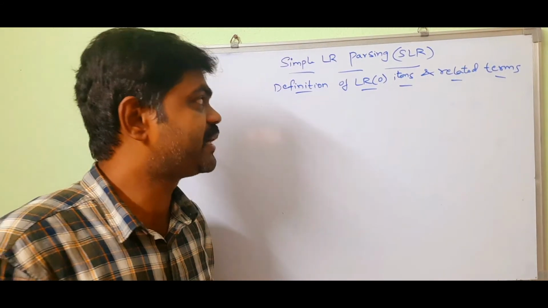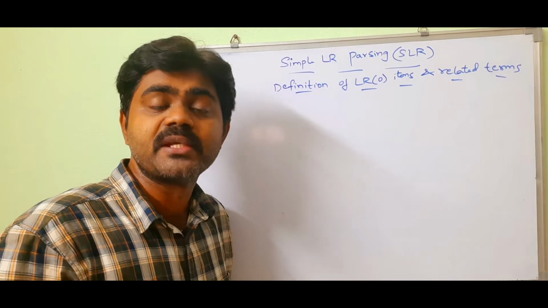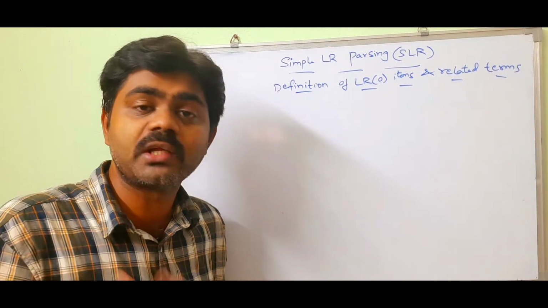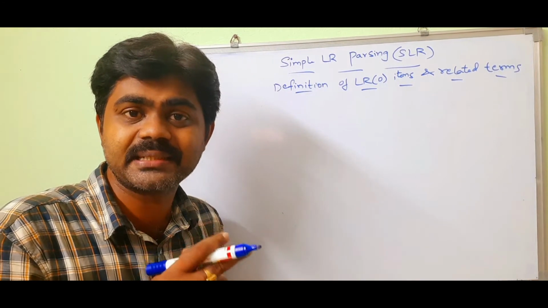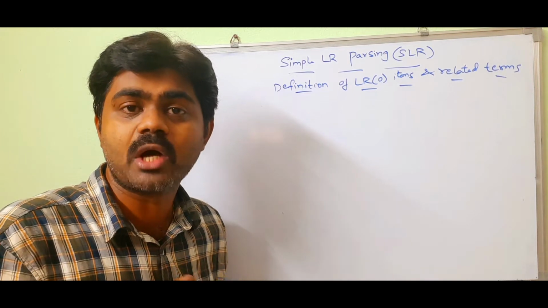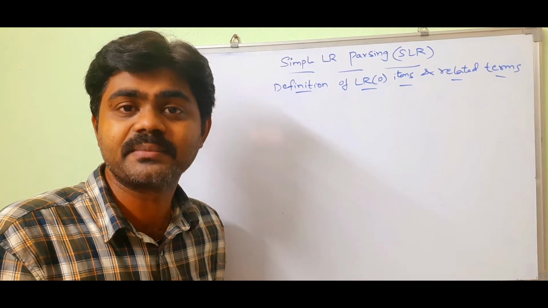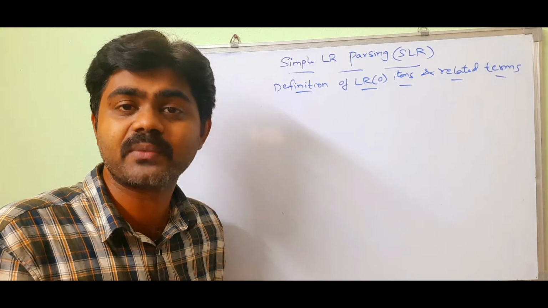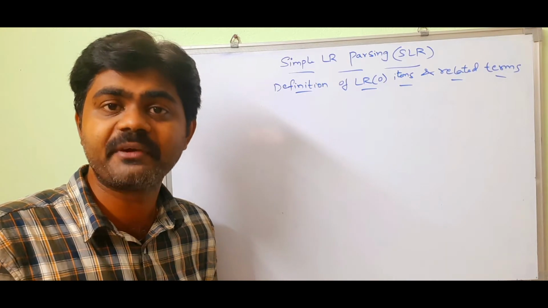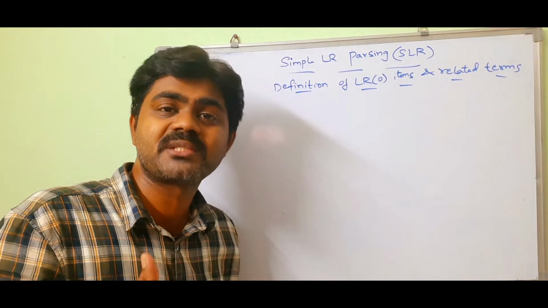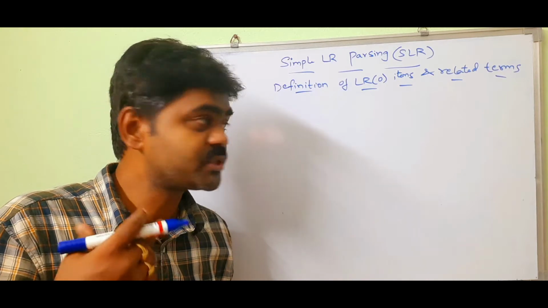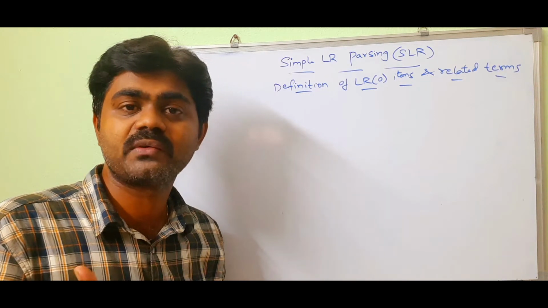So, the definition of LR(0) items and its related terms. Before solving the actual problem, we need to know about LR(0) items: what is augmented grammar, what are kernel items, what are closure and goto operations, what is viable prefix, and so on. There are some terms here. Once you know these terms, we can easily solve our problem.